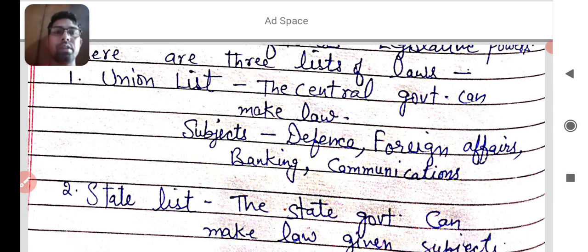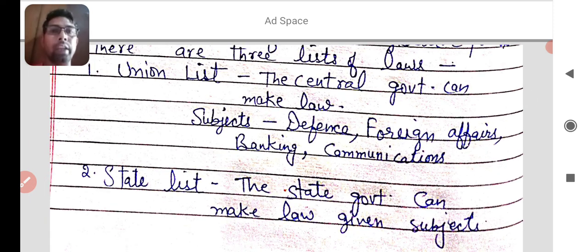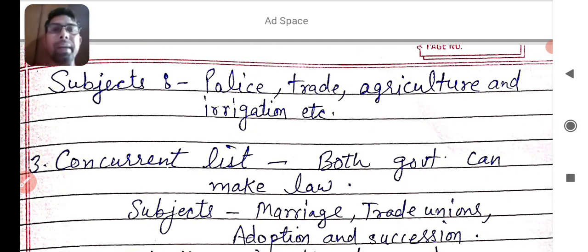And the next is the State List. In the Constitution, there is a State List in which there are different subjects on which the state government can make law. In the State List, only the state government can make law. And what are the subjects? Different subjects are police, trade, agriculture, and irrigation. These are the subjects related to the State List.